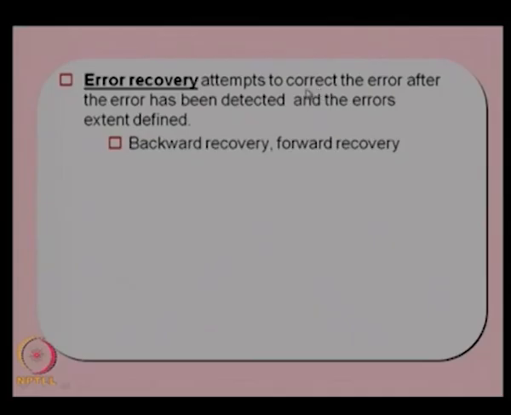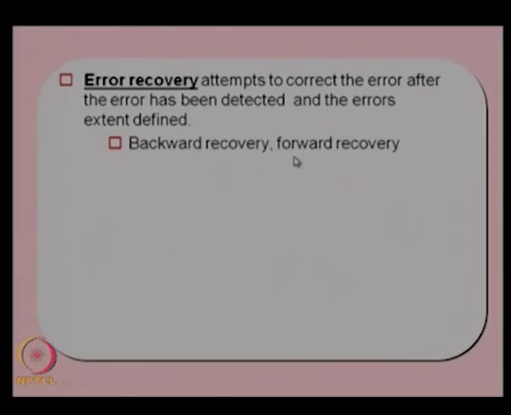The other one is error recovery. Error recovery attempts to correct the error after the error has been detected and the error's extent defined. So once the error has been detected and its extent defined, then it will start recovering from this error. There are many ways of doing it: backward recovery or forward recovery. Backward recovery is basically it will go back to its previous state where there was no error, and then take that data and continue its calculation or processing. So that is known as backward recovery.